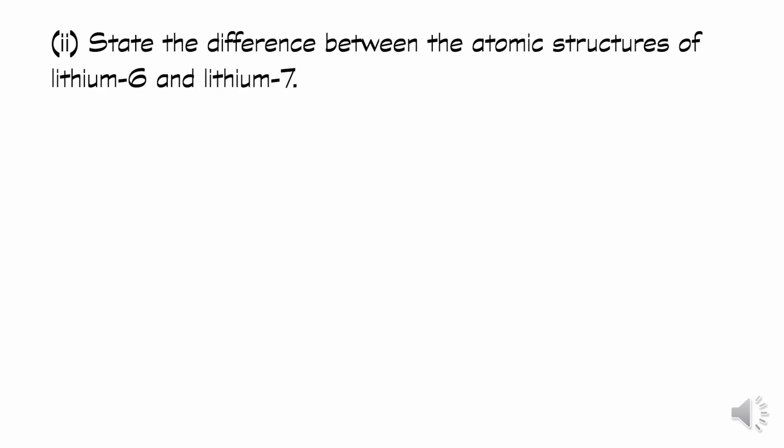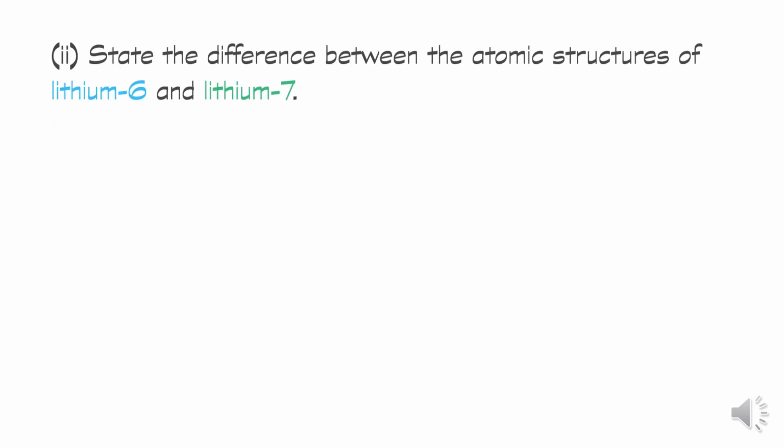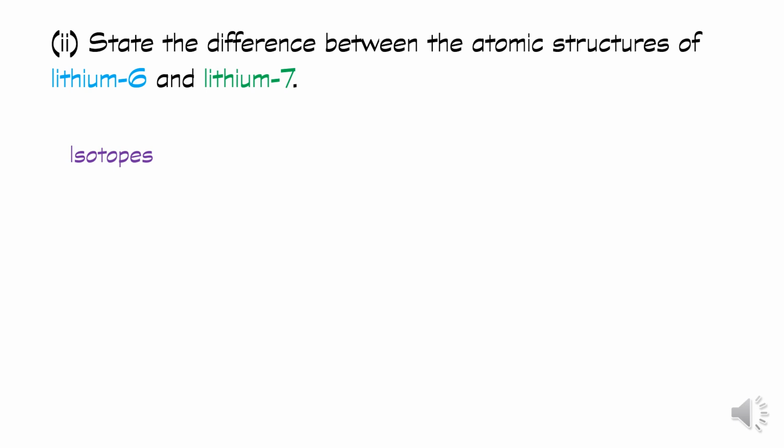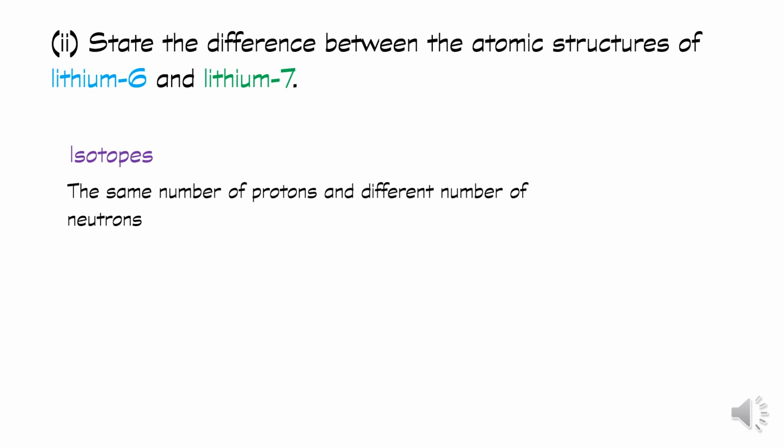And there's also part 2 to this question. State the difference between the atomic structures of lithium 6 and lithium 7. So this question is about isotopes, and we have 2 isotopes of lithium here, so they should have the same number of protons and different number of neutrons.